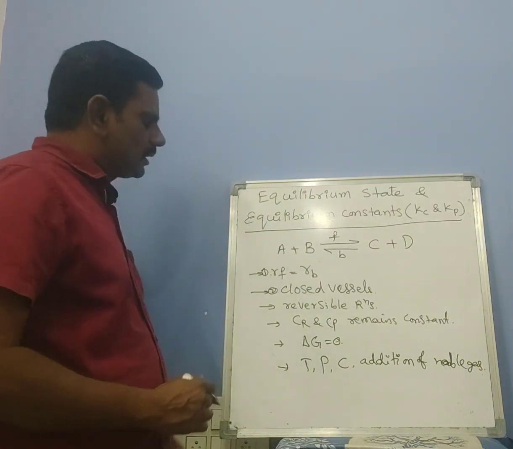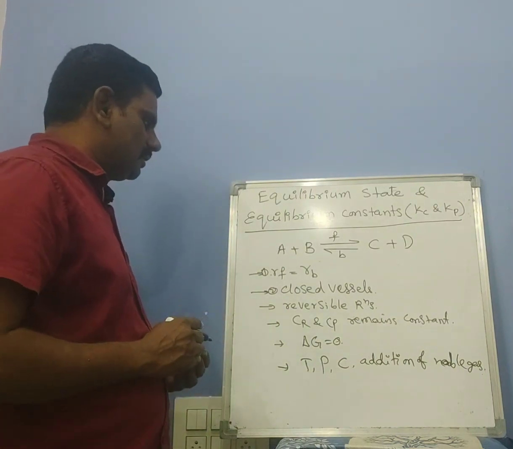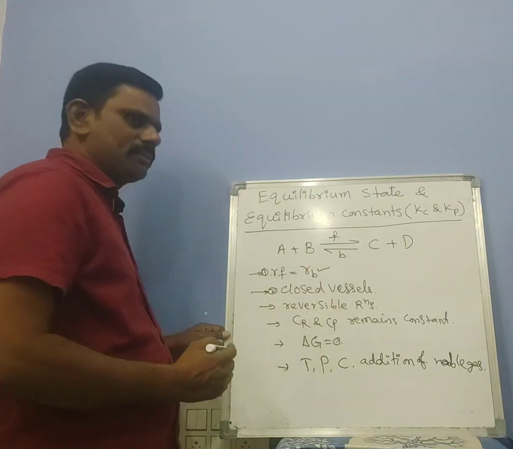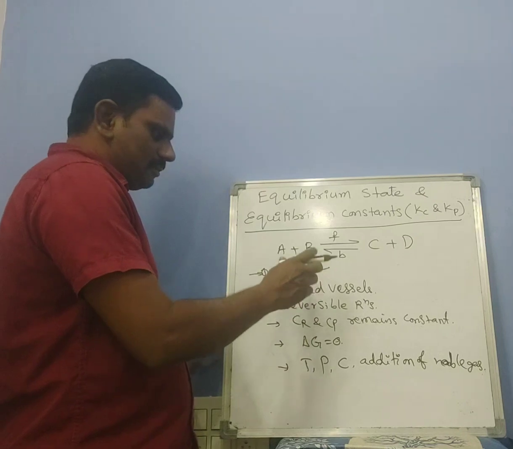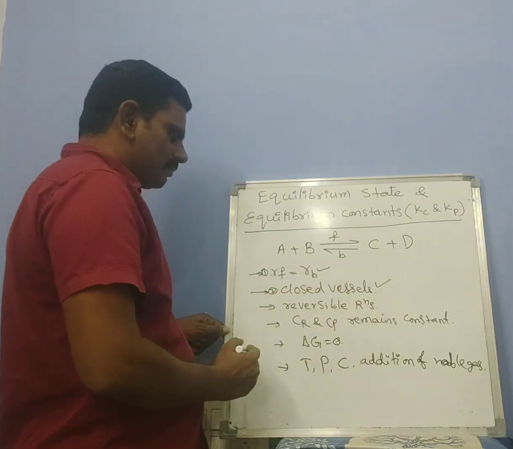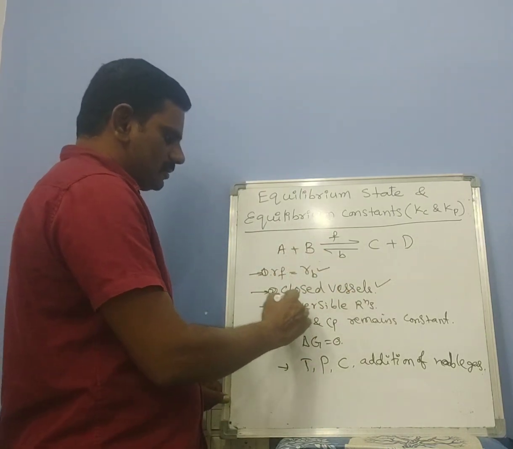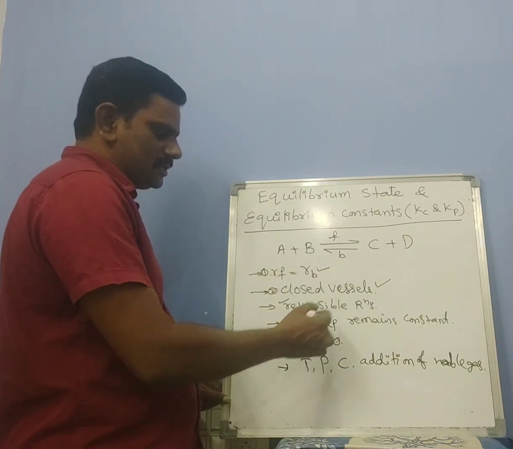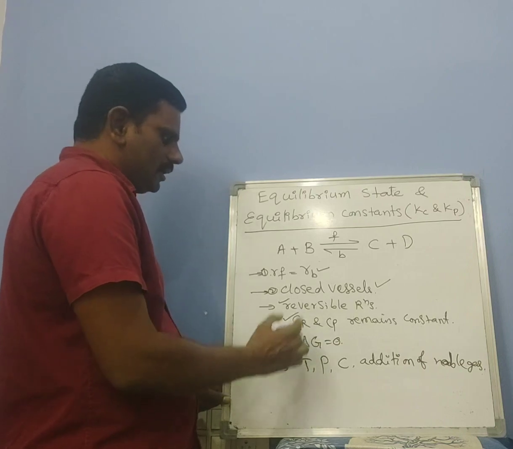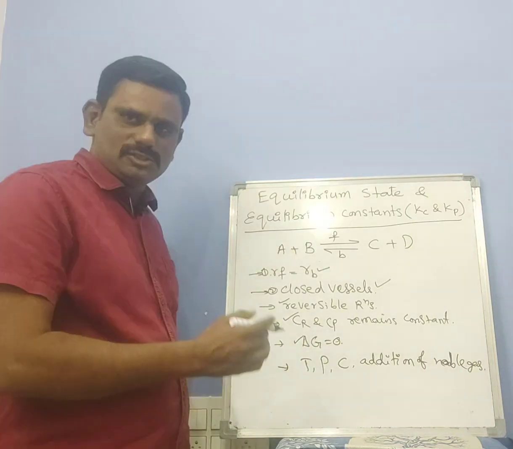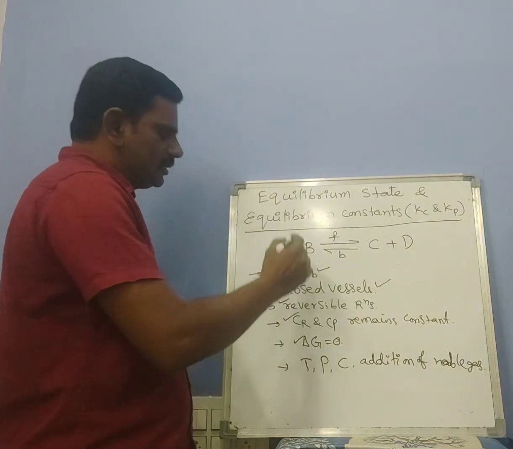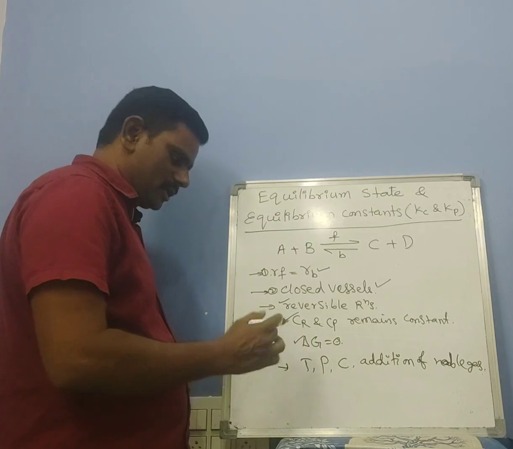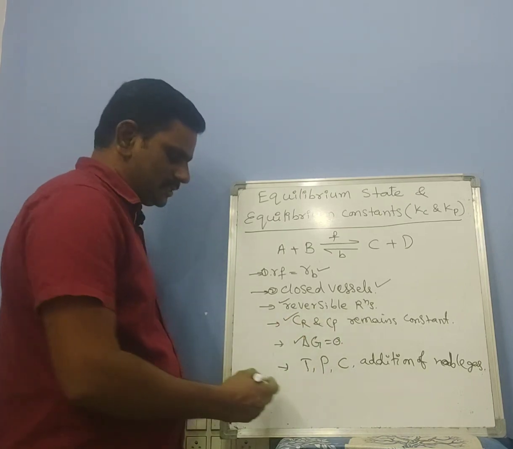So these are the main characteristics of equilibrium state. At equilibrium state, rate of forward reaction is equal to rate of backward reaction. Equilibrium state can be established only in closed vessels. Equilibrium state is possible in reversible reactions. At equilibrium state, concentration of reactants and products remains the same. Gibbs energy change is also 0. And equilibrium state is influenced by temperature, pressure, concentration and addition of noble gases.